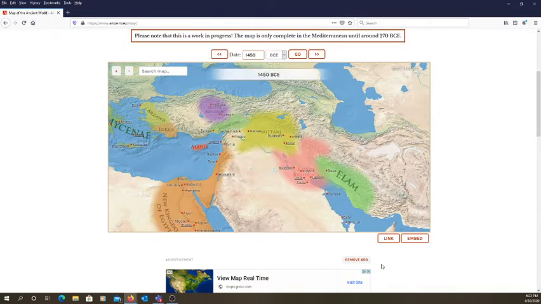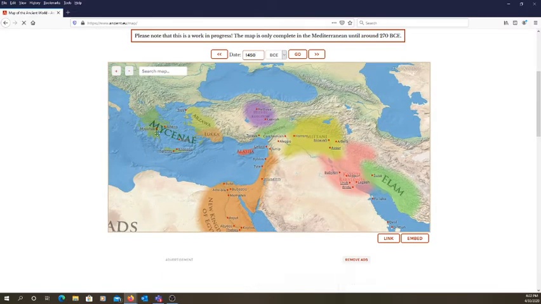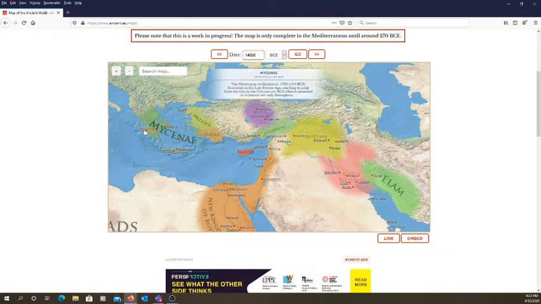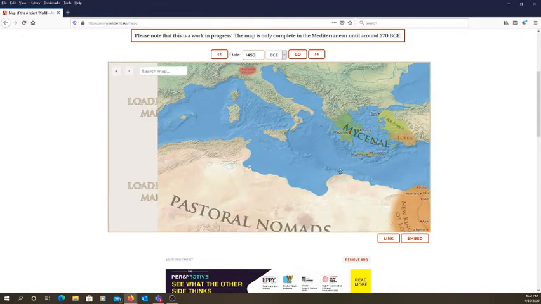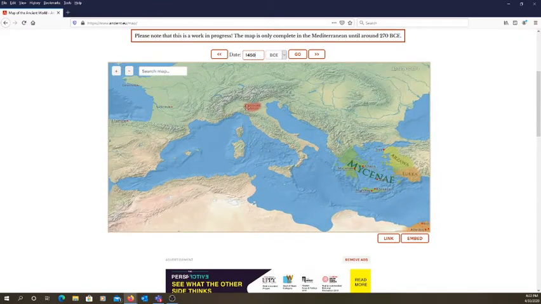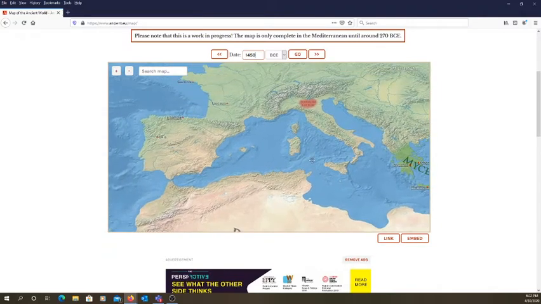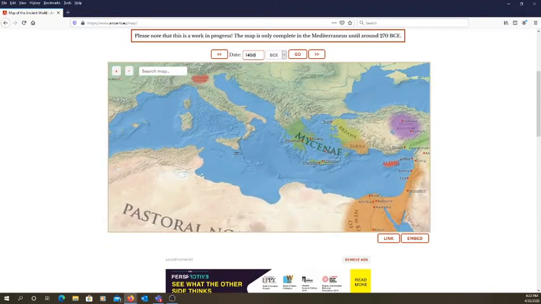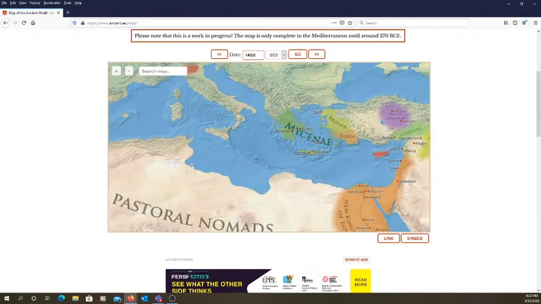Alright, in 1450, the Mitanni have started to come in and take over. Messina is now gone. The Minoans are now gone. The Messenians are now there. Athens has sprung up. Sparta is very soon after that. We see the city of Tyre pop up. And here we have our first little group in Italy starting to spring up. This group will help inspire the Romans.